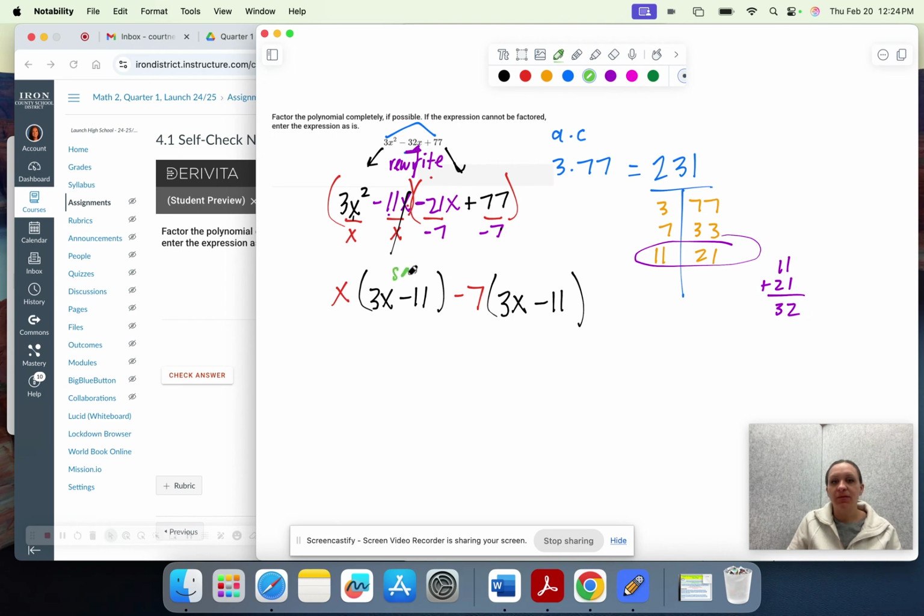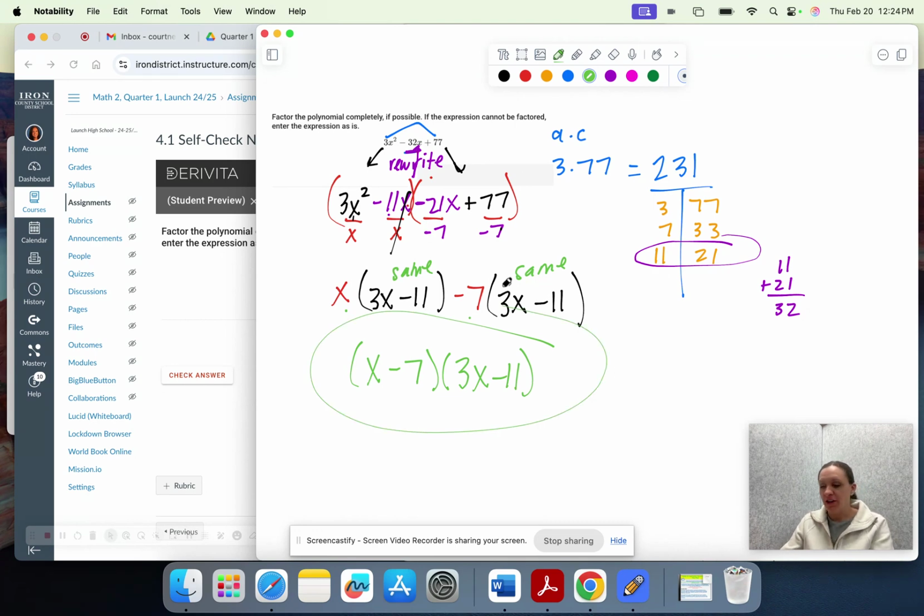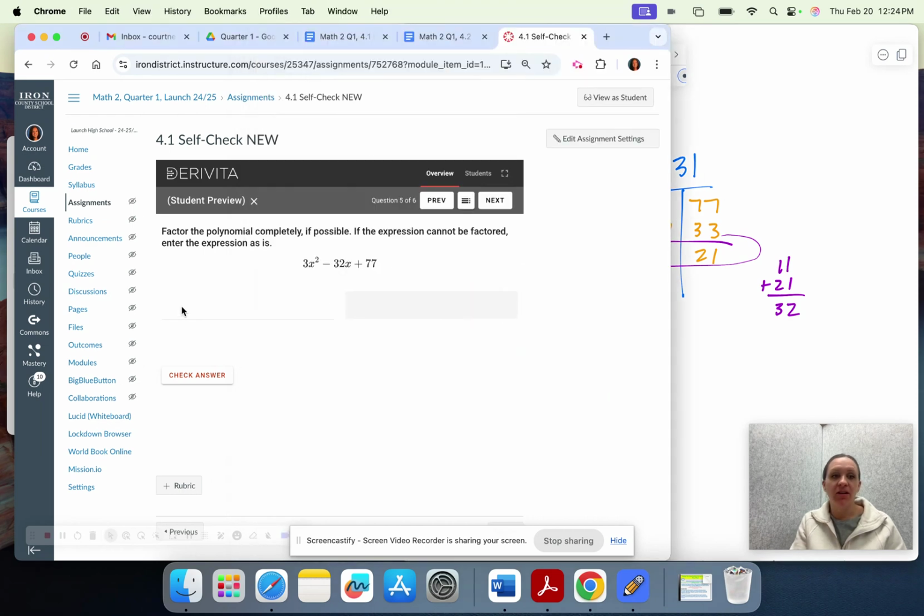Yay! This is how you know you're doing it right. You get two things that are the same. What we took out is our first factor. And then 3x minus 11 is our second factor. So if you want to go check your answer by multiplying, you can.